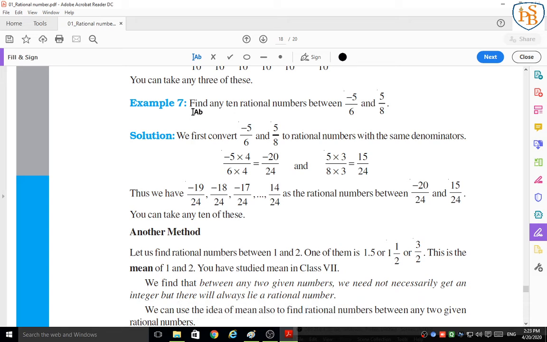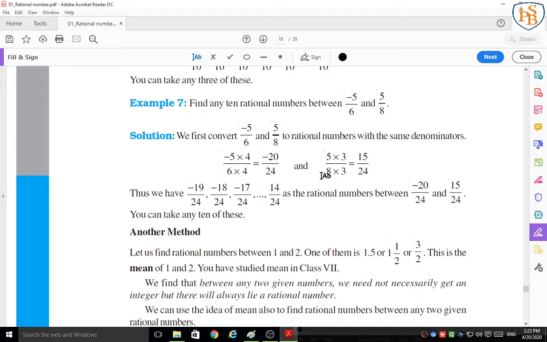Look at this example. This is very important. Find any 10 rational numbers between negative 5 upon 6 and 5 upon 8. We first convert negative 5 upon 6 and 5 upon 8 to rational numbers with the same denominators. Look at here, 6 and 8. If I count the tables of 6 and 8, I will get 24, which is a common number which we can find in the tables of 6 and 8.